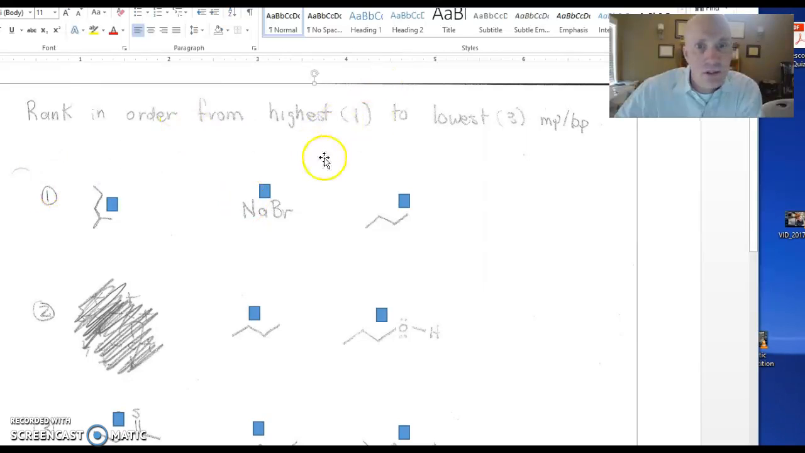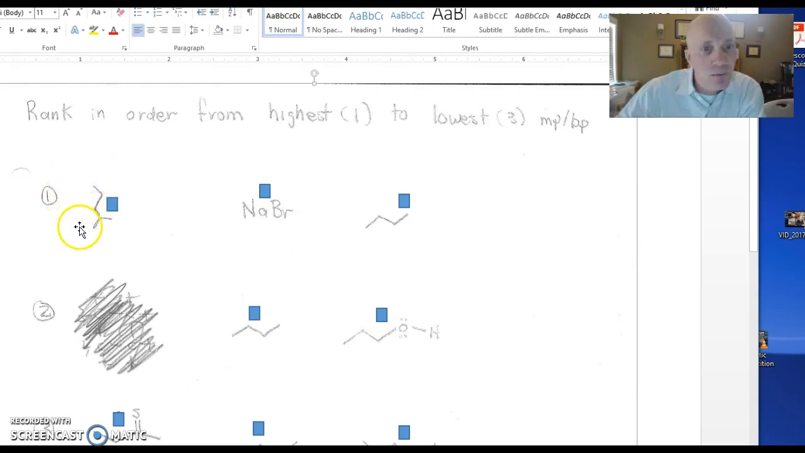All right, so this is a little exercise that sums up the intermolecular forces, and it talks about how you can predict from highest to lowest melting points and boiling points. Remember, the highest melting point would be the thing most likely to be a solid at room temperature. The lowest melting and boiling points would be the things most likely to be gases at room temperature.